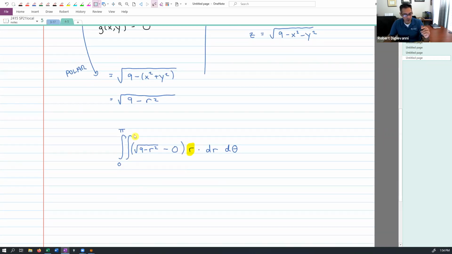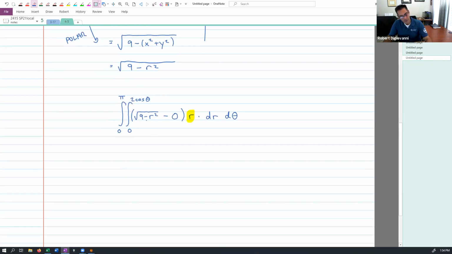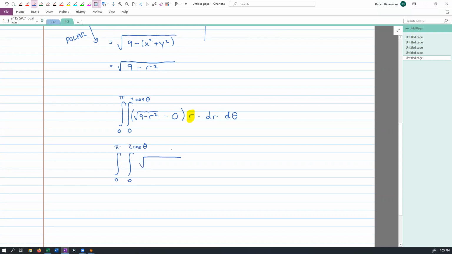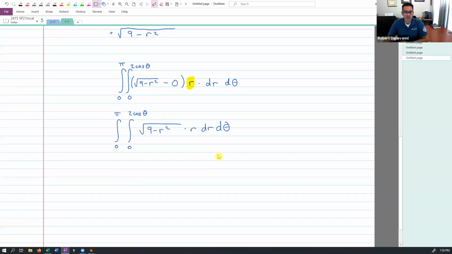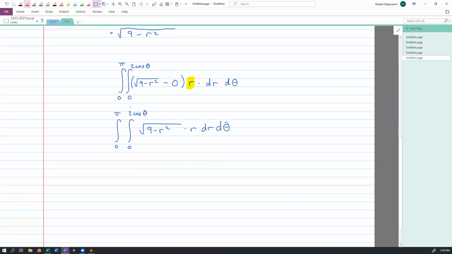So now I need my limits of integration. I didn't put them here. I was waiting. So my inner integral has limits of integration of 0 and what was it? 2 cosine theta? Wasn't that it? That was the restriction on r, wasn't it? From 0 to 2 cosine theta. So a totally cleaned up integral would look like this. Can you integrate that? Look at your inner integral. Can you handle that integral?